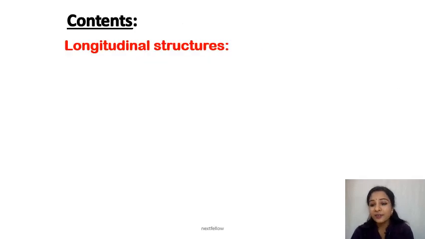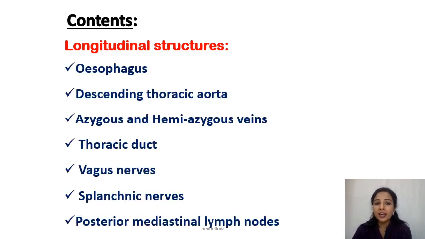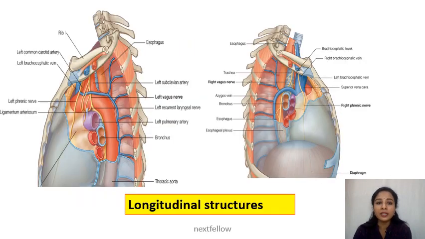Then the contents, we can divide into longitudinal structures and transversely running structures. Longitudinal structures are the esophagus, descending thoracic aorta, azygous vein, hemiazygous vein, thoracic duct, vagus nerves, splanchnic nerves, and some mediastinal lymph nodes. So let's see all these structures. This is the descending thoracic aorta, and we can see the esophagus. This is from the other side.